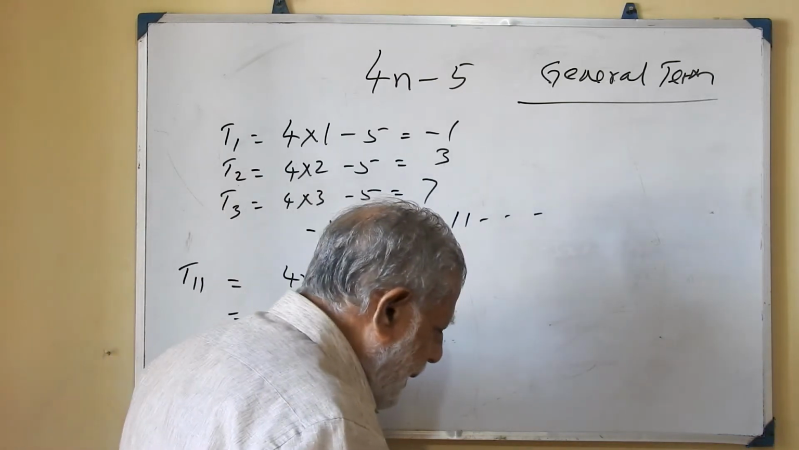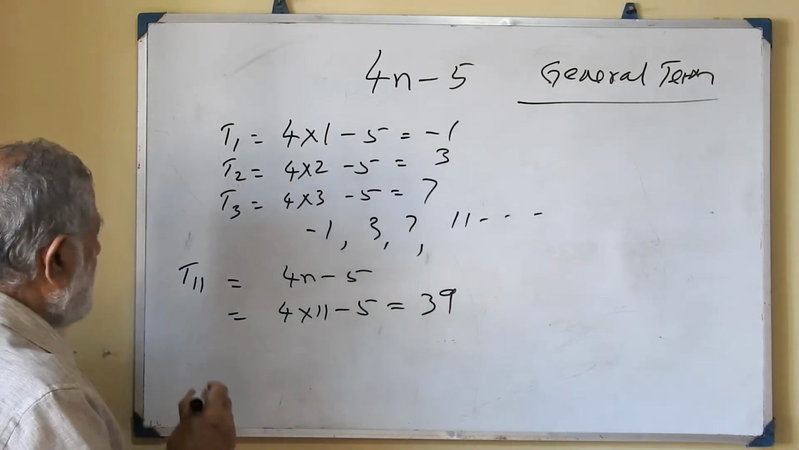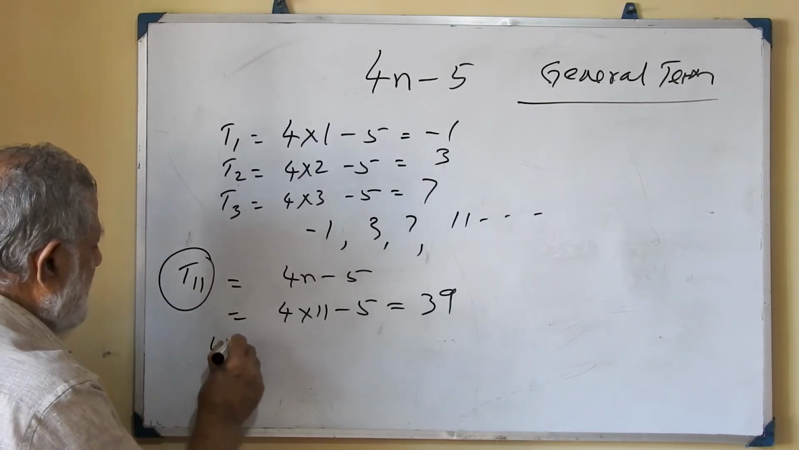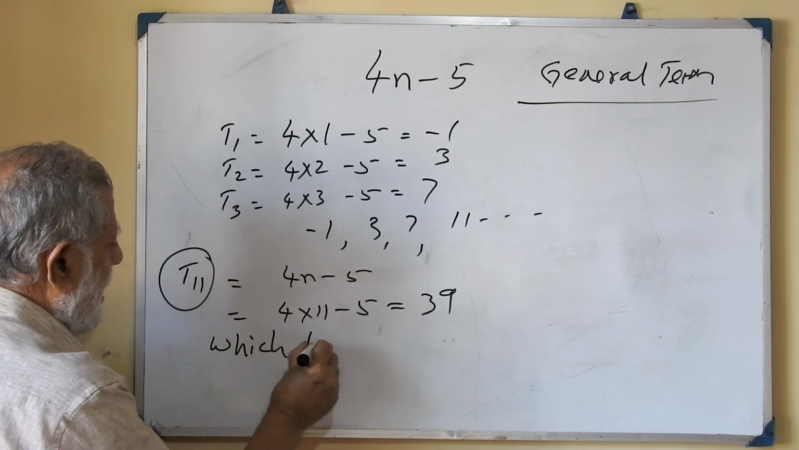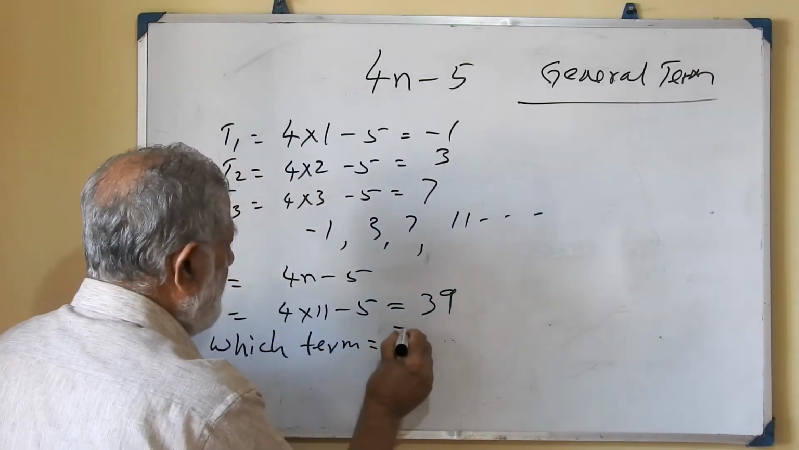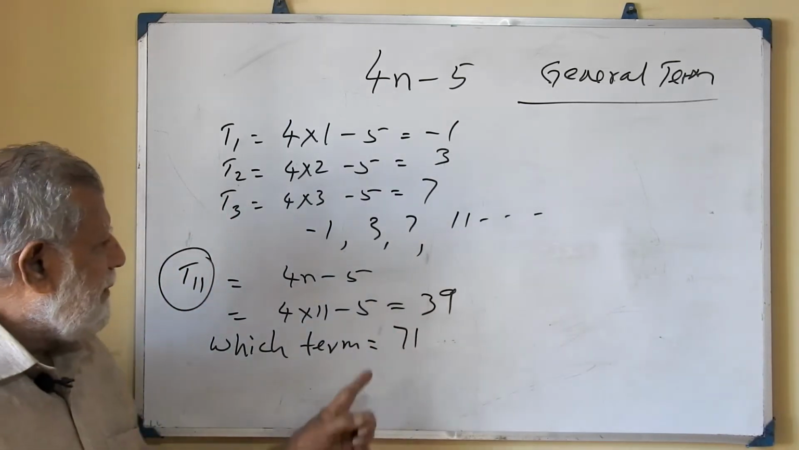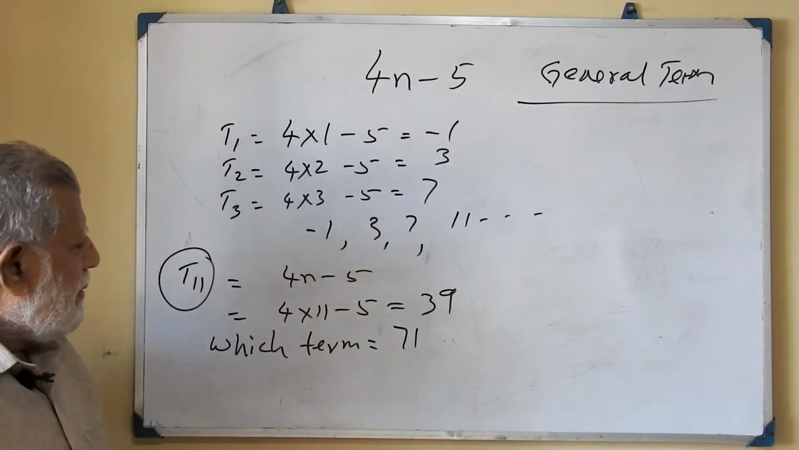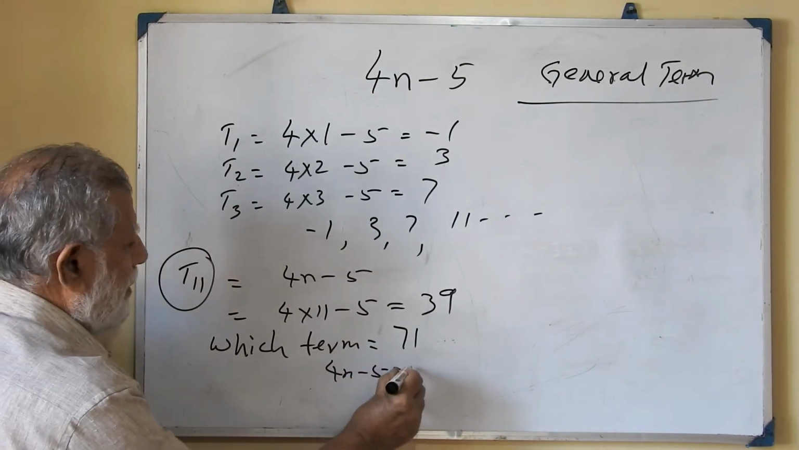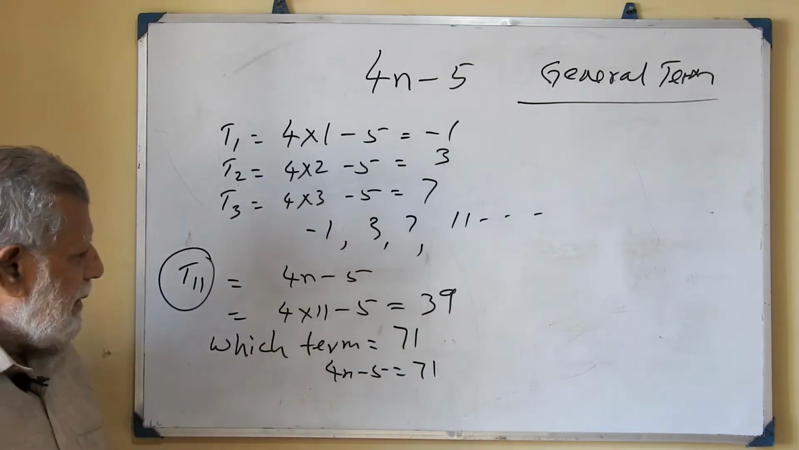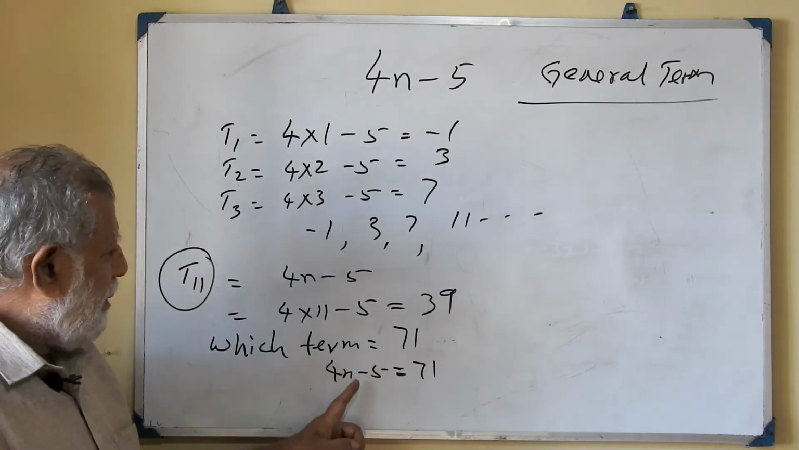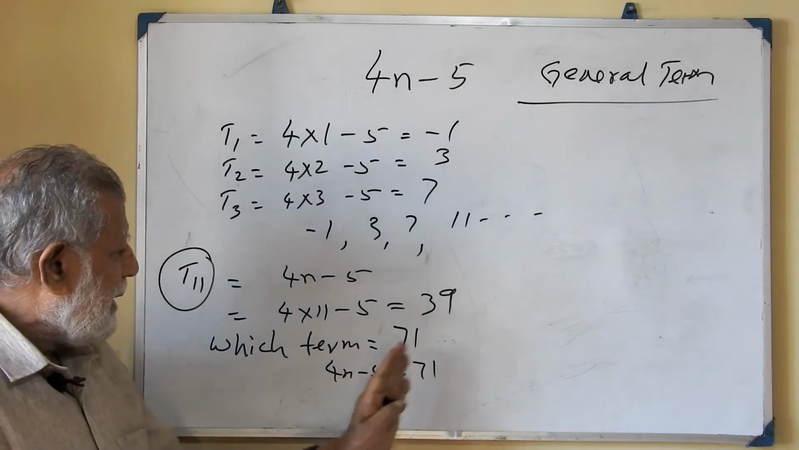So we can get another question. Here we found term 11. Now, the next question we can ask: which term is 71? You have to find out which term is 71 out of this series. What we do is we just write the formula. 4n minus 5 is equal to 71. Now in this equation, as we have studied in simple equations, this minus 5 we bring to the other side of the equals sign.